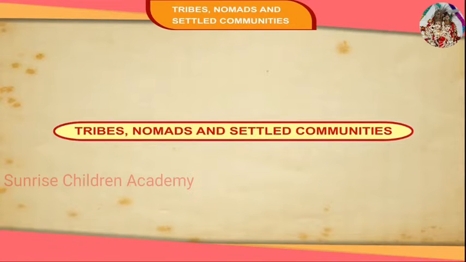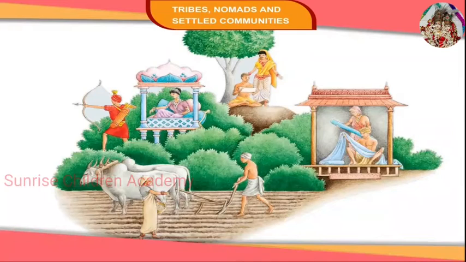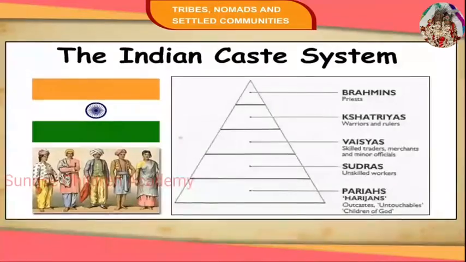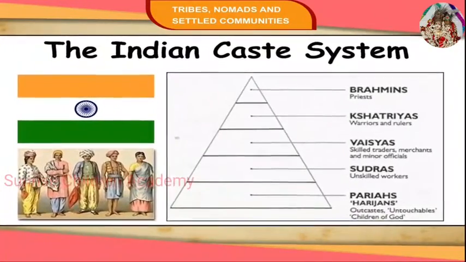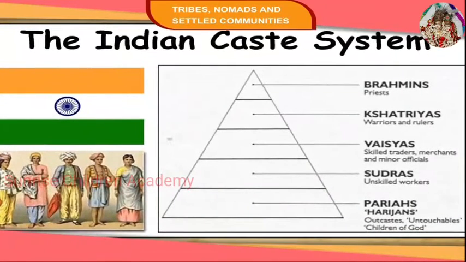Tribes, nomads, and settled communities. Many historians have accepted the notion that caste divisions in society is a uniquely Indian feature. However, unequal caste divisions are to be found in the history of most nations. These divisions are not uniquely Indian, as commonly believed, though the caste system is specifically Indian.